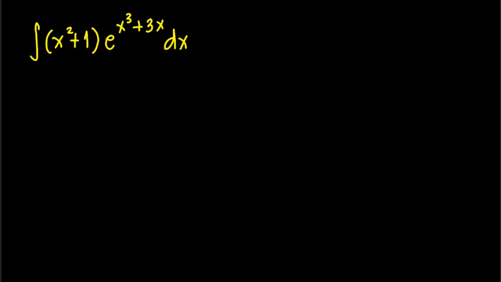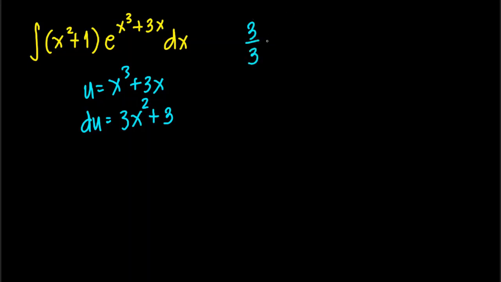We have x squared plus 1 times e raised to x cubed plus 3x dx. No problem if it looks quite complicated. Let's call u, u is x cubed plus 3x. Our du is 3x squared plus 3. A good thing is, 3x squared plus 3 is a multiple of x squared plus 1. What do we multiply? We are going to multiply 3 over 3, integral of x squared plus 1, e raised to x cubed plus 3x dx.